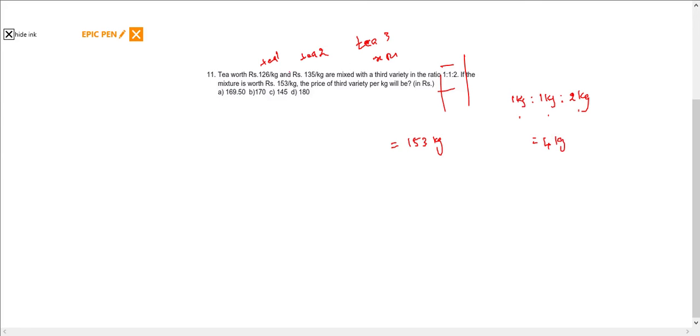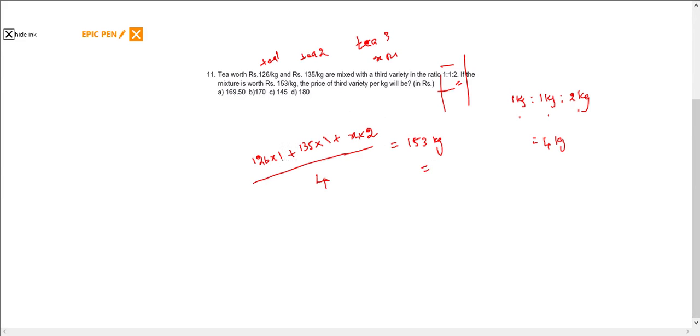So 1 kg of T1, which is 126 rupees, so 126 into 1 kg, plus 135 into 1 kg, plus X rupees into 2 kgs. We shouldn't forget that the third quantity is 2 parts, 2 kg, and I have my total as 4 kgs. If we do this operation, we get the mean price, which is 153.